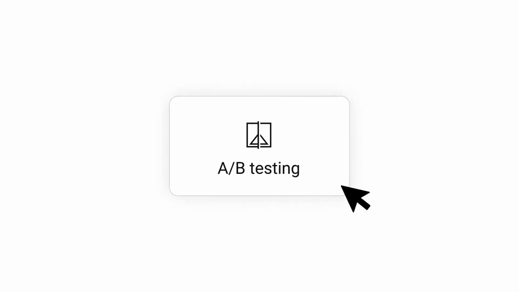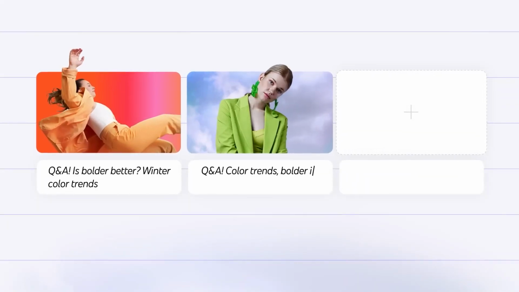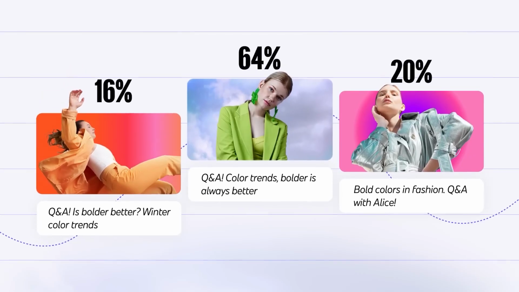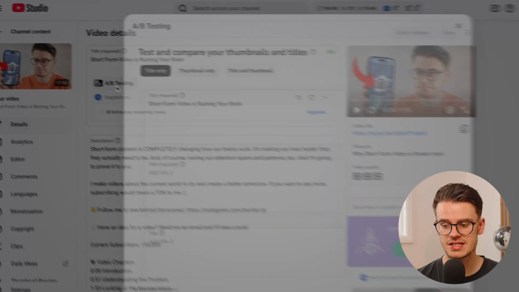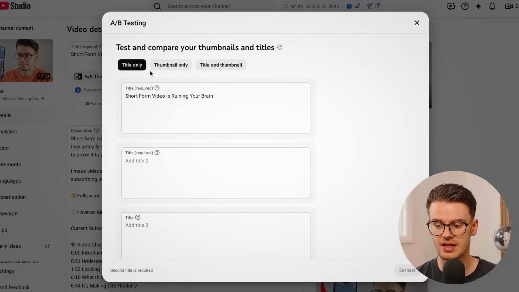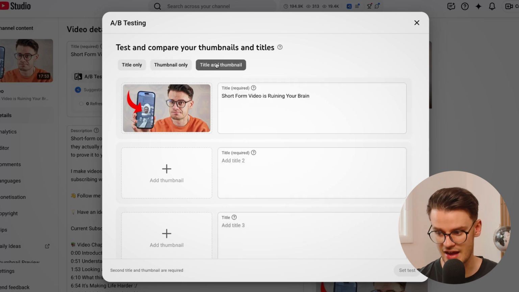Now, earlier this year, YouTube also announced that you'd be able to test titles as well. Again, up to 3. Let's take a look at how that works. So you can see when you pull up a video, you can click on A/B testing up at the top here, and you'll get 3 different options. You can test titles, thumbnails, or titles and thumbnails.